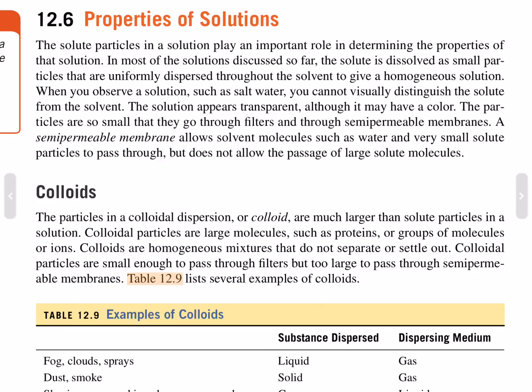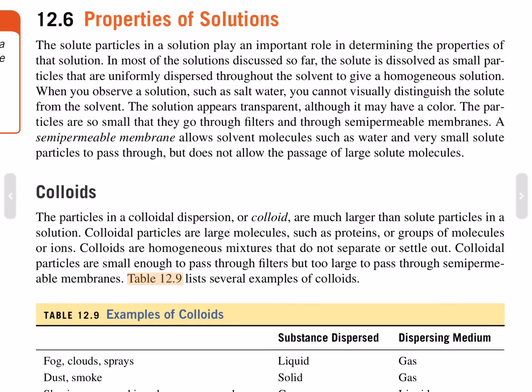When you observe a solution, such as salt water, you cannot visually distinguish the solute from the solvent. The solution appears transparent, although it may have a color. The particles are so small that they go through filters and through semipermeable membranes. A semipermeable membrane allows solvent molecules such as water and very small solute particles to pass through, but does not allow the passage of large solute molecules.